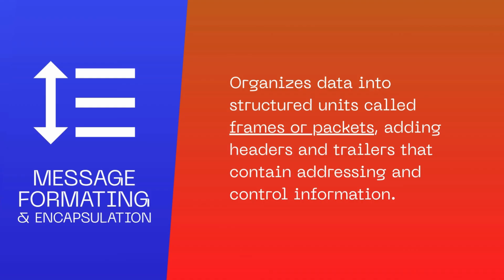This process defines how data is structured before it's transmitted. When a message travels across a network, it passes through multiple layers. Each layer adds its own header and sometimes a trailer, wrapping the data like layers of an envelope. This ensures that the message reaches the right destination and can be reassembled correctly.